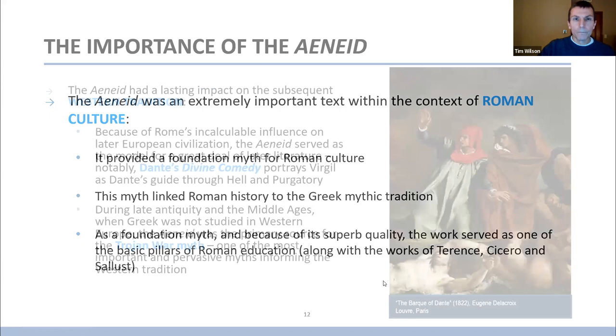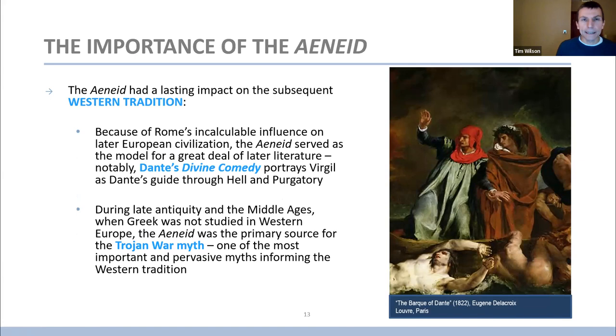And just to give a brief indication, the impact of Virgil, like Homer, on later literature and later culture is incalculable. But just a couple of indications we can point to: it serves as a model for later literature, notably in Dante's Divine Comedy. Dante portrays Virgil as his guide through hell and purgatory. We have an artistic representation by Delacroix on the right there.